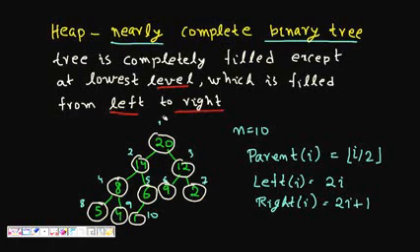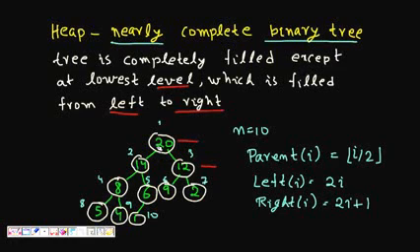It means that all the levels, like these levels, level 1, 2, 3, 4, so this has 4 levels. Levels 1, 2, 3 are all filled completely, but the last level might not be filled completely. It can be partially filled, and the nodes start to be filled from left to right.